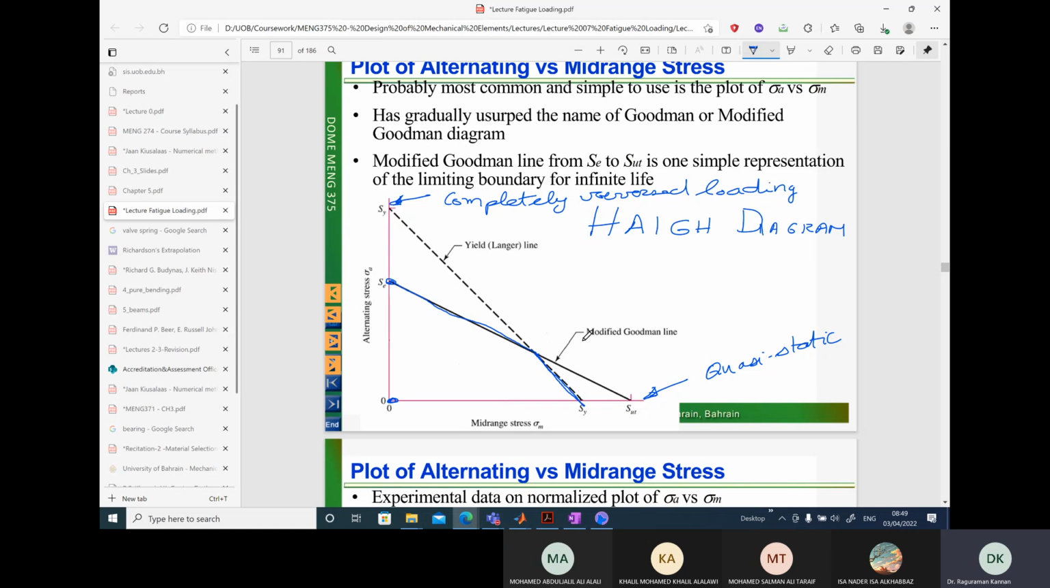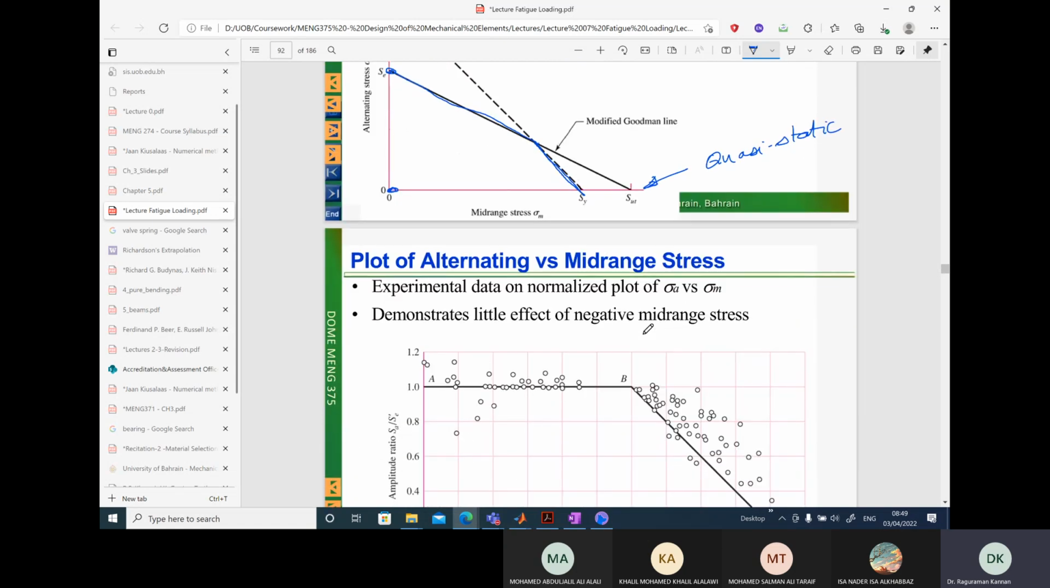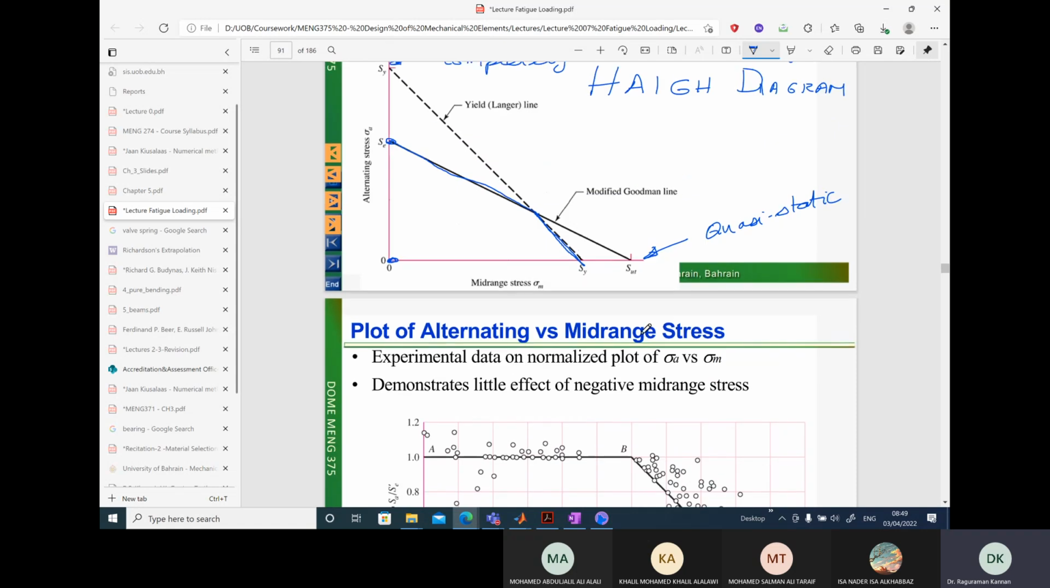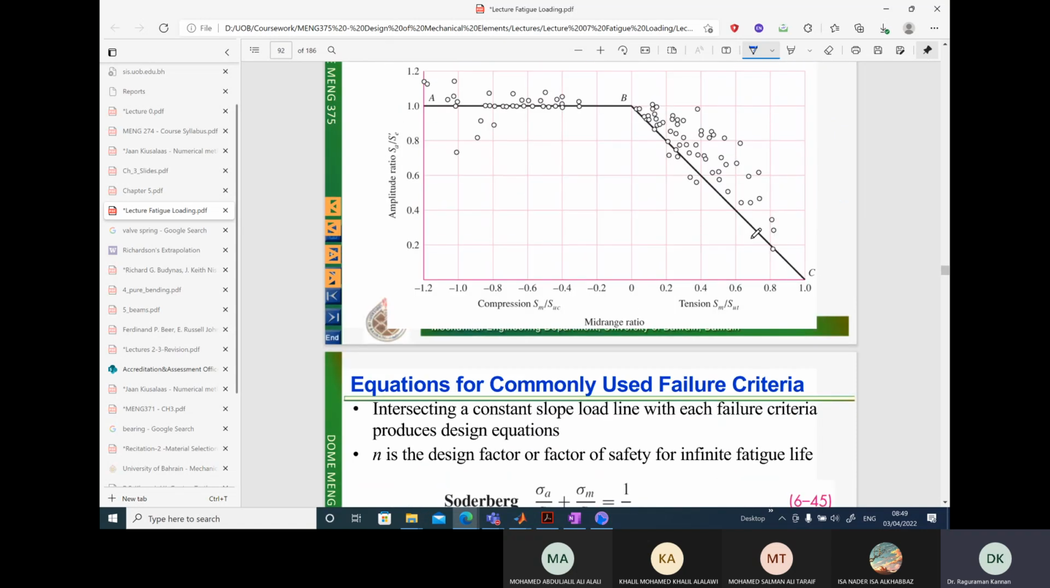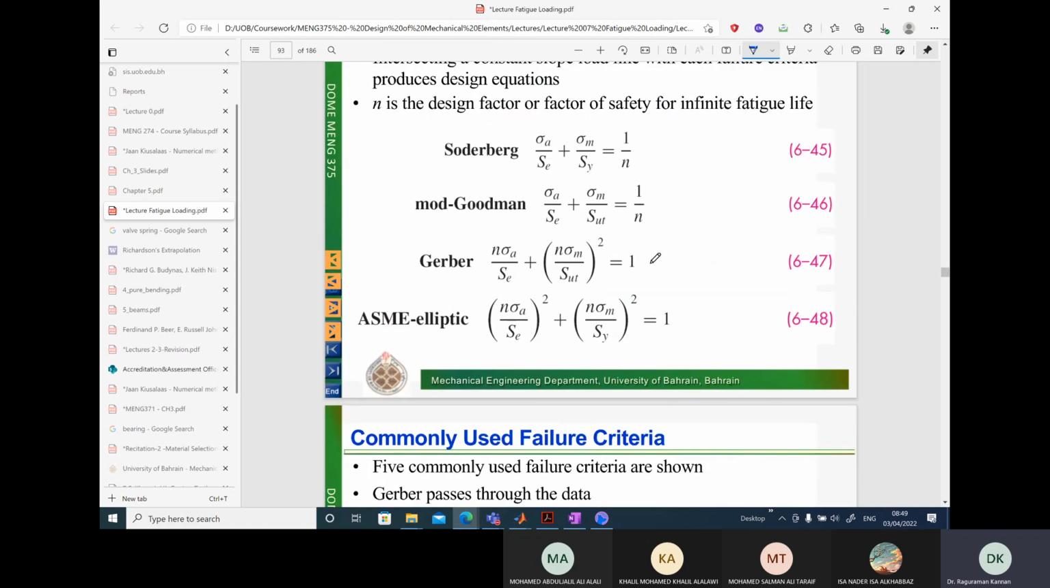So let us see the equation for Goodman line. How does it look like? Before I go to this graph, I will just show you the equation. The Goodman equation looks like this. The equation of that line is represented by this equation. Here N is the factor of safety.